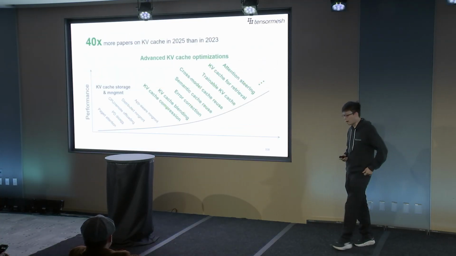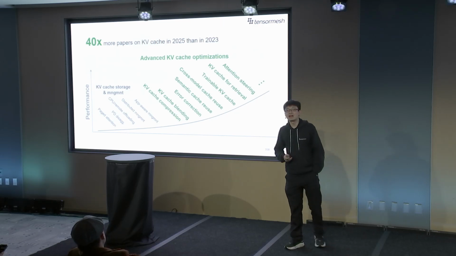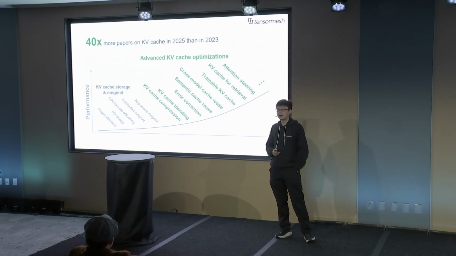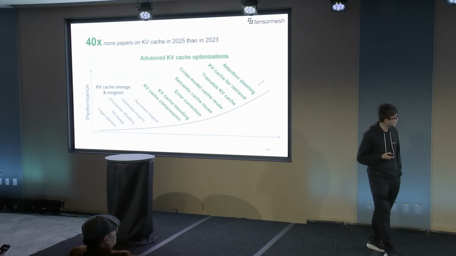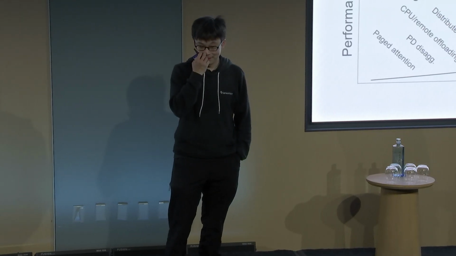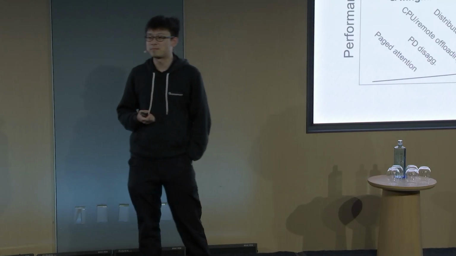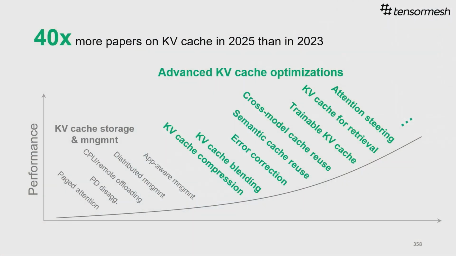Now, research has been way ahead of industry in this space, by the way. People have been writing papers about this for the last 3 years, and we counted the papers on Google Scholar. There are 40x more papers published last year with KV cache directly in their titles than 2 years ago.